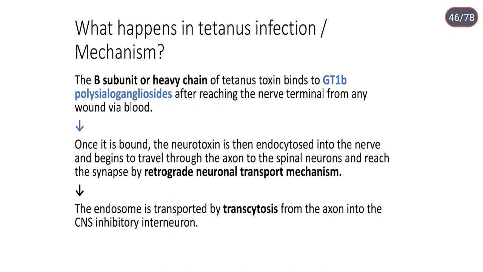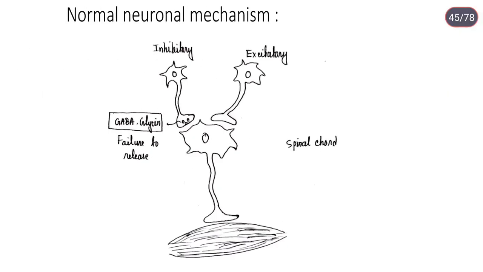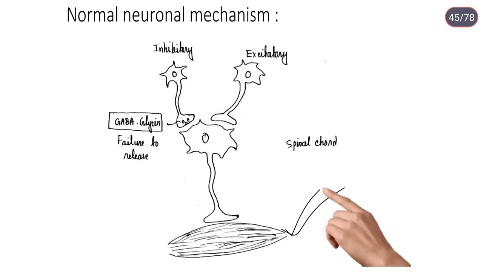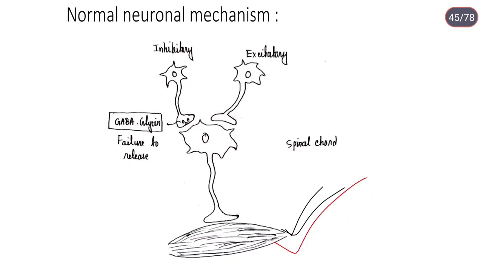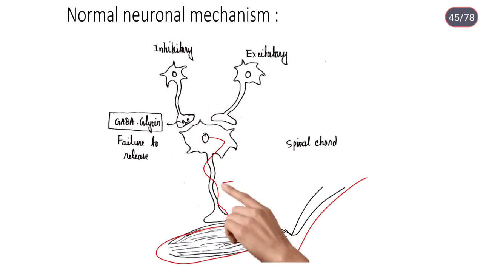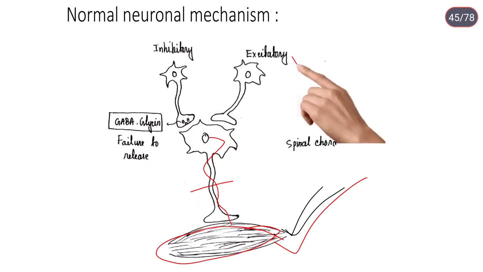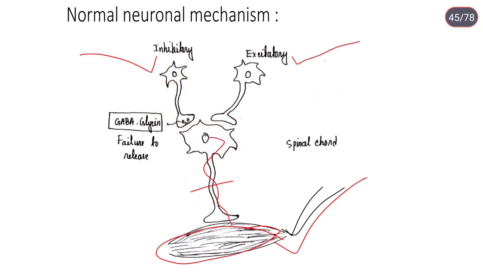First let me tell you the normal physiology of this synapse of the neuromuscular junction. Okay, let's suppose this is the muscle, and this is the neuron which is acting on this muscle. And in the spinal cord there are excitatory and inhibitory interneurons, which are exciting and inhibiting the function of this neuron respectively. So this one is the excitatory neuron and this one is the inhibitory neuron.